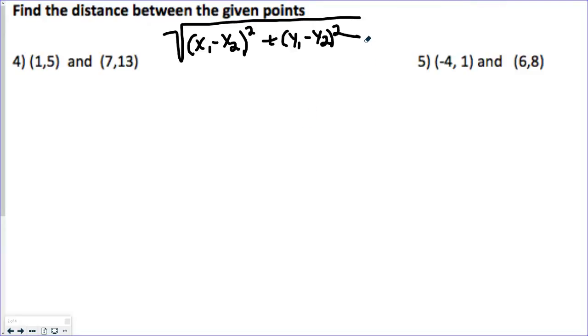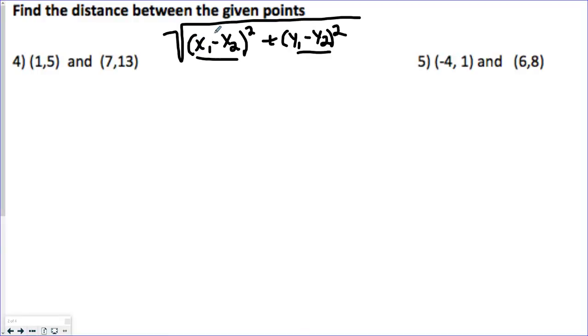So what you do is basically, if I were to say this in words, you take your x's and subtract them, you take your y's and subtract them, you square both numbers, you add them together, and then you square root the final product. So there's about 4 or 5 steps involved. Now you could also put your y's over here and your x's over here. It doesn't matter as long as you keep your y's and your x's together.